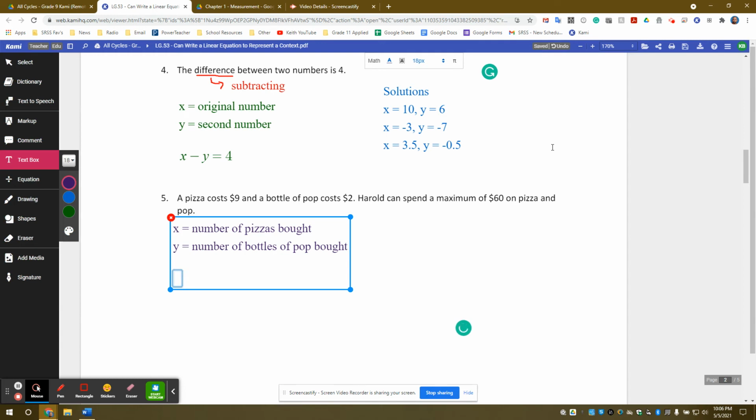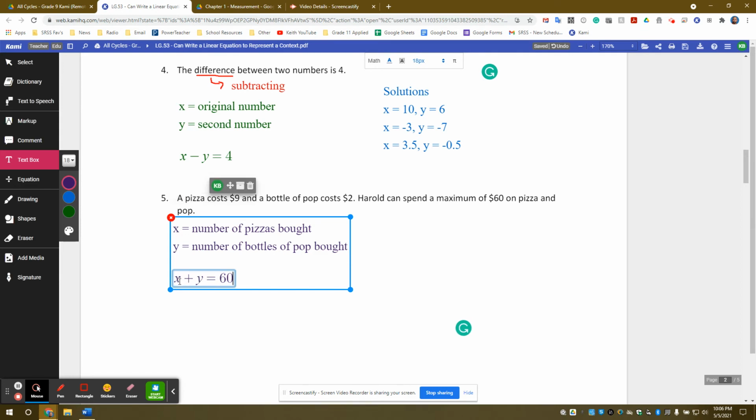Now I'm going to start off with a very basic one here. Okay, x plus y is equal to 60. This is not correct, okay, but this is what we're going to start off with here. This is number of pizzas plus number of bottles of pop that are bought, which does not equal 60.